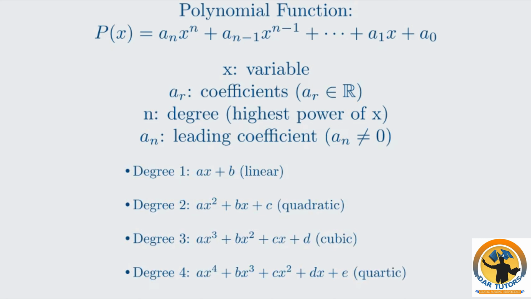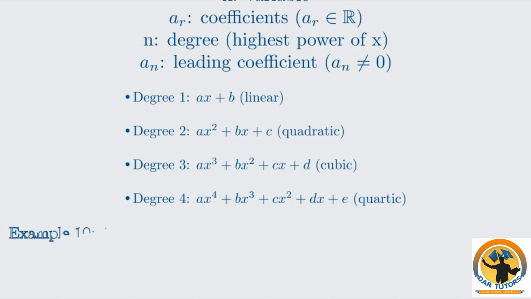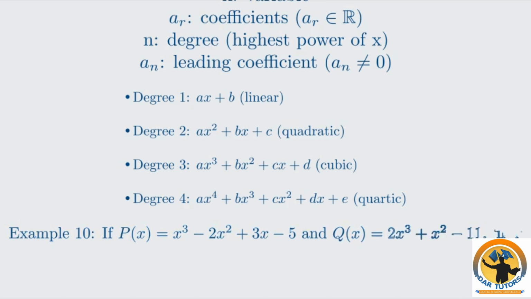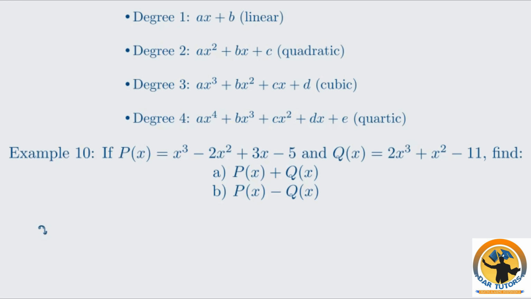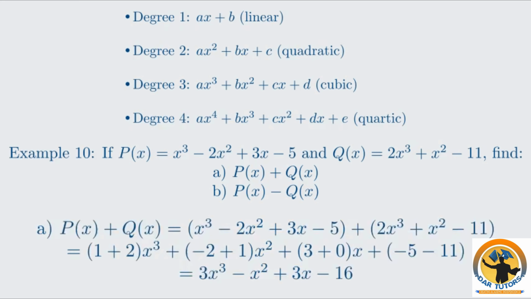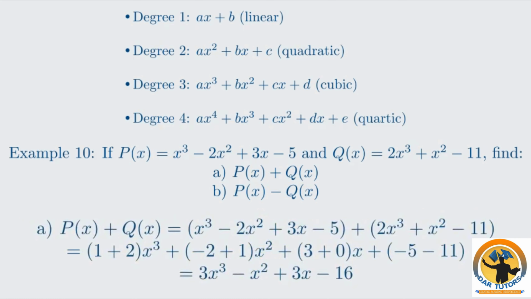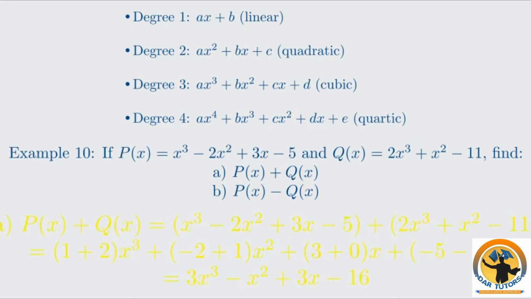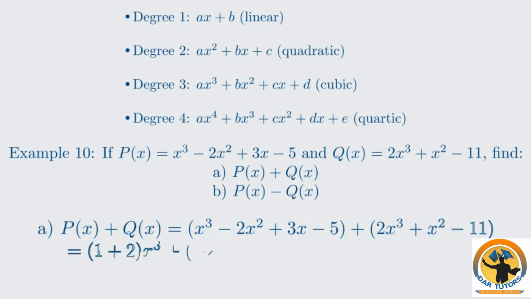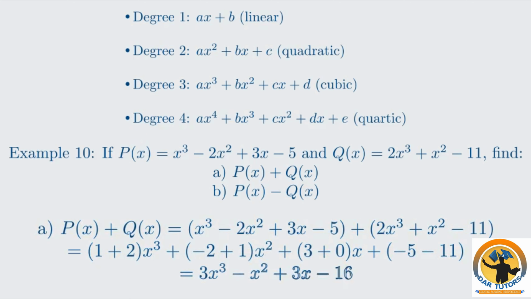Adding and subtracting polynomials is straightforward. You just collect like terms. Let's find the sum and difference of these two polynomials, p of x and q of x. For the sum, we add the coefficients of the x cubed terms, the x squared terms, and so on. 1 plus 2 is 3. Negative 2 plus 1 is negative 1. 3 plus 0 is 3. And negative 5 plus negative 11 is negative 16. The sum is 3x cubed minus x squared plus 3x minus 16.